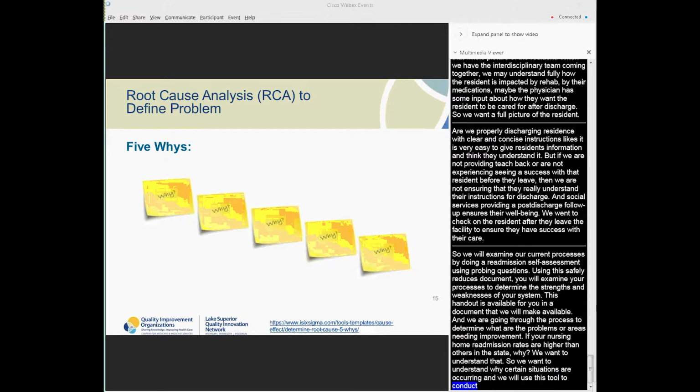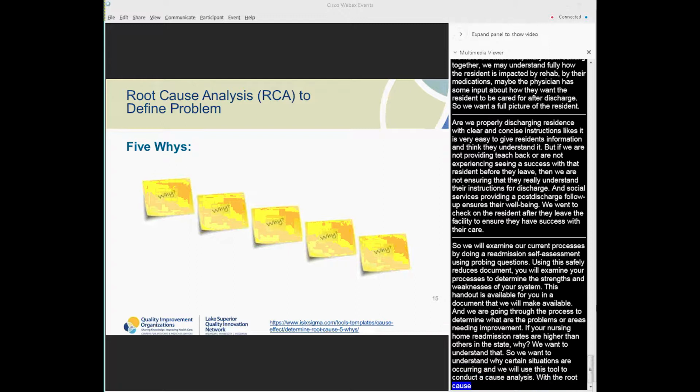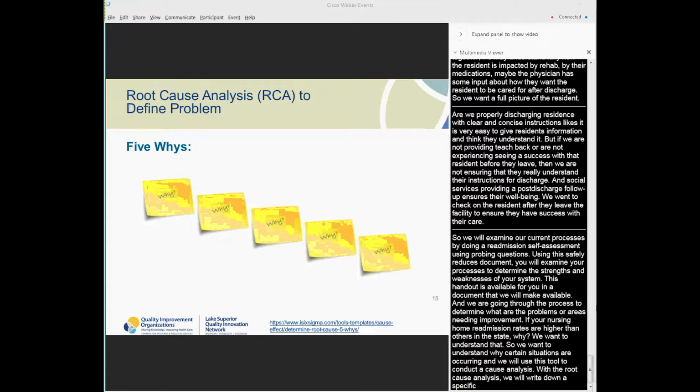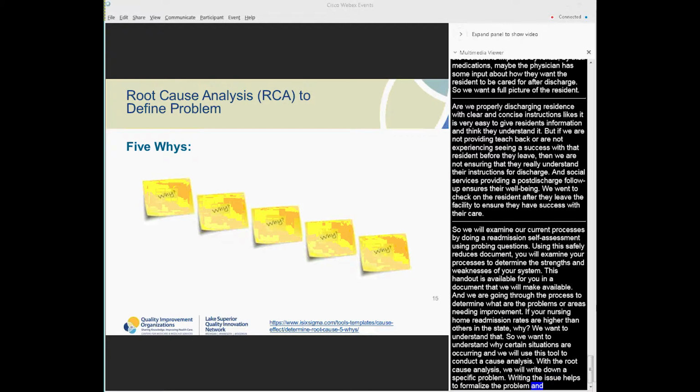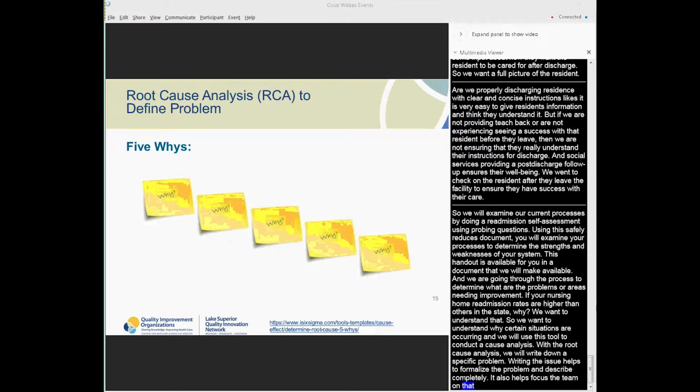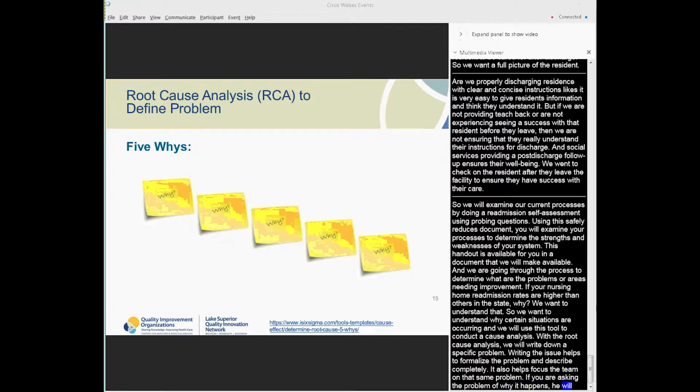So with the root cause analysis, the 5 Whys, we're going to write down a specific problem. Writing that issue helps you formalize the problem and describe it completely. It also helps focus the team on that same problem. If you're asking the why problem, why it happens, you're going to follow up with why is the other supporting information occurring. And this is a breakdown of the system.